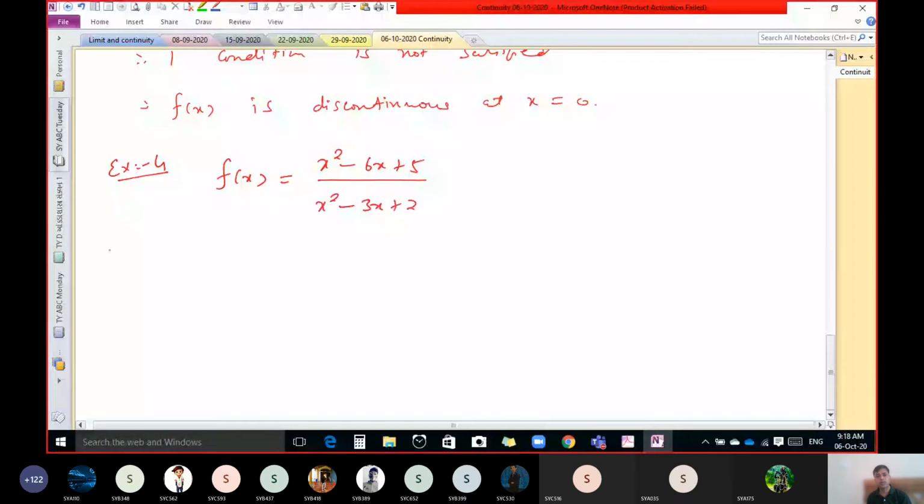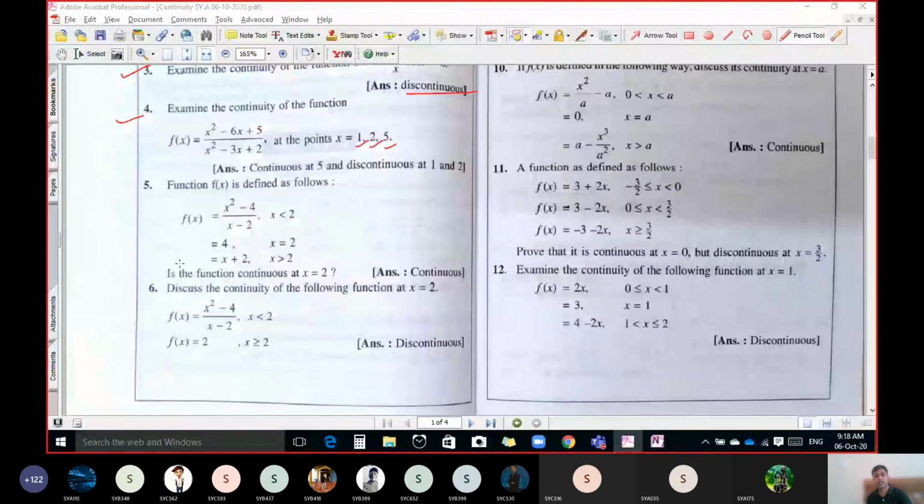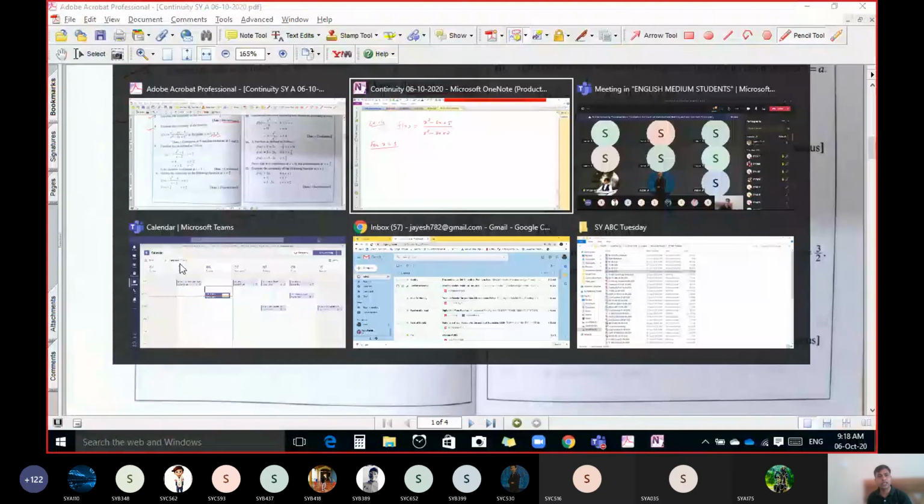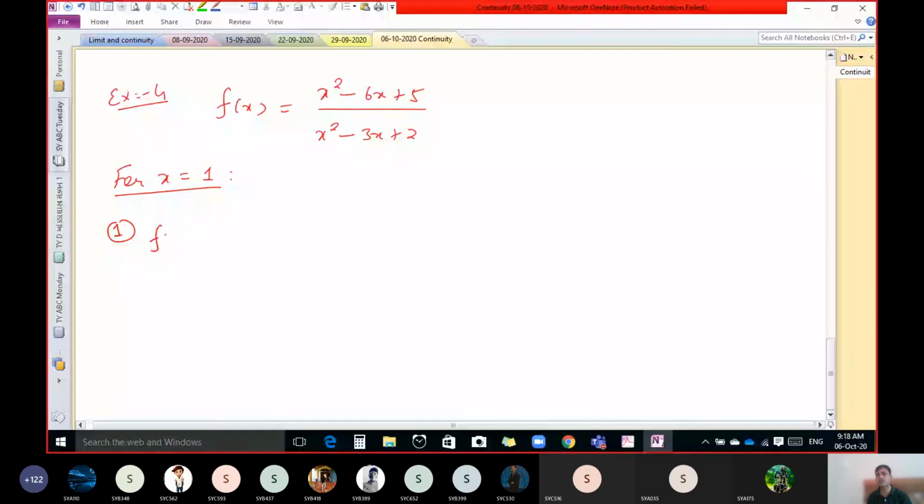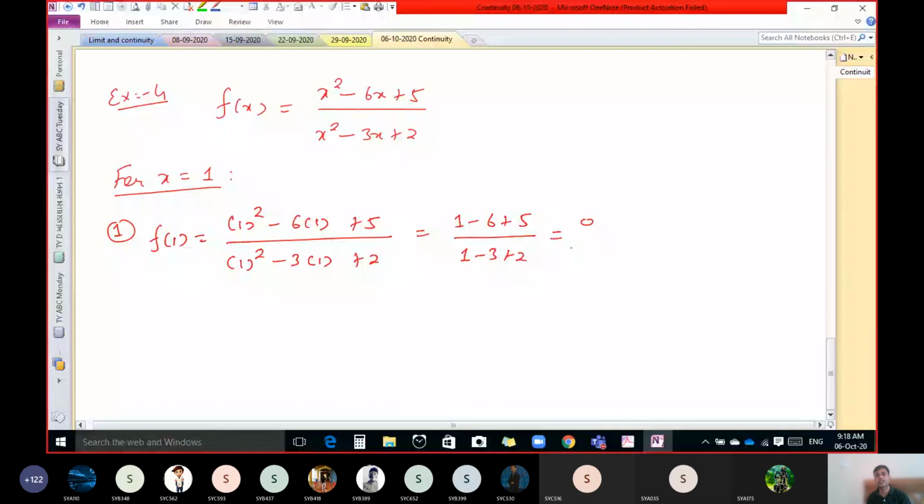Now let us start with x equal to 1 and check all 3 conditions. First condition, put x equal to 1 in the function. This is also a simple function. If we put 1, what do we get? 1 square minus 6 into 1 plus 5 upon 1 square minus 3 into 1 plus 2. So it is 1 minus 6 plus 5, and here 1 minus 3 plus 2. This is 0 and this is 0.